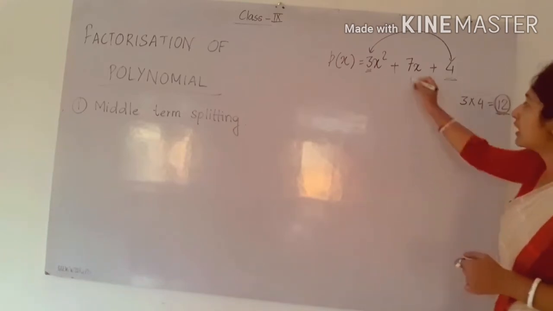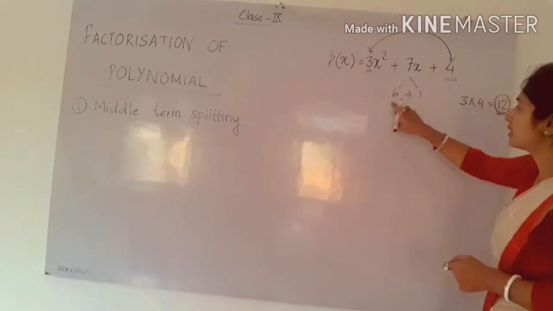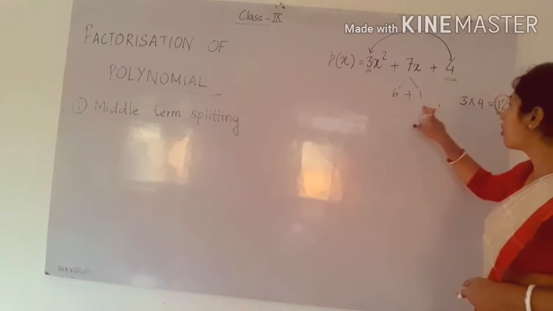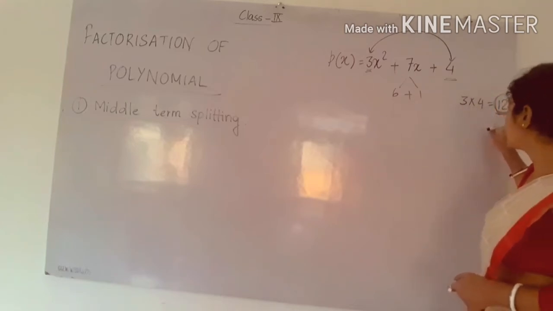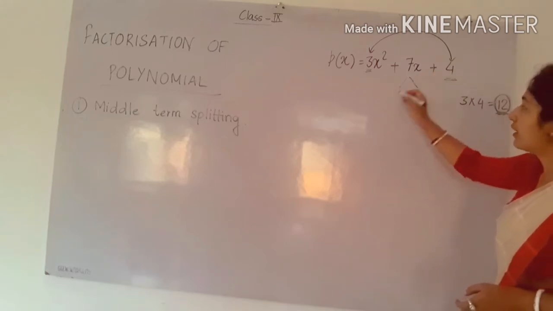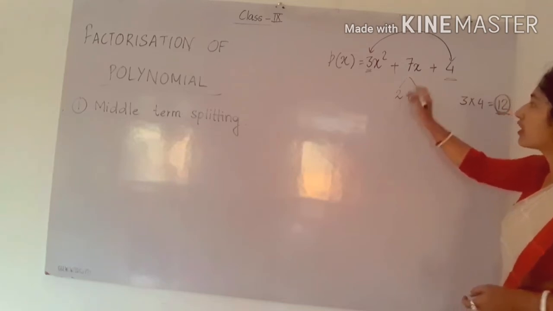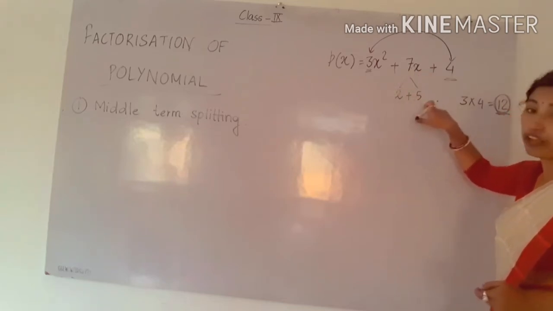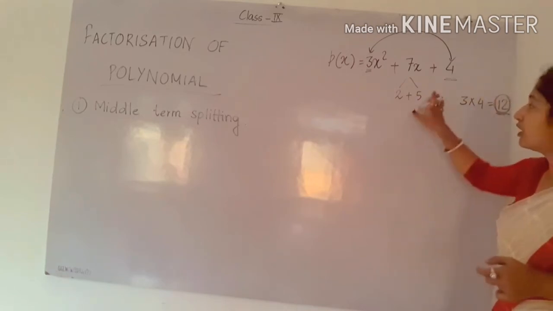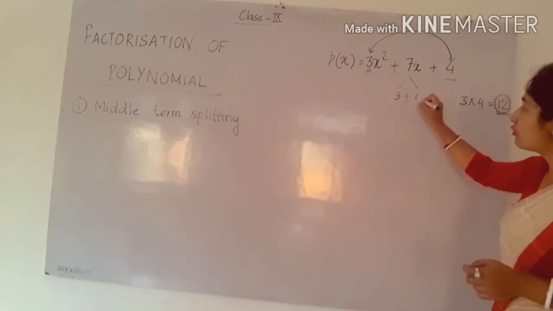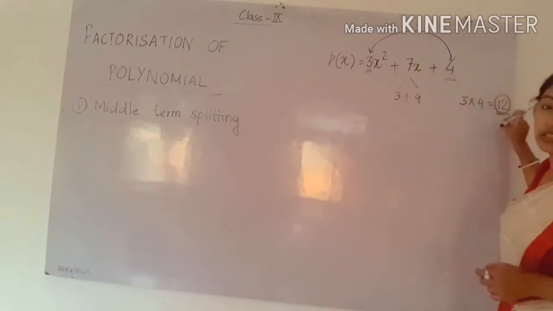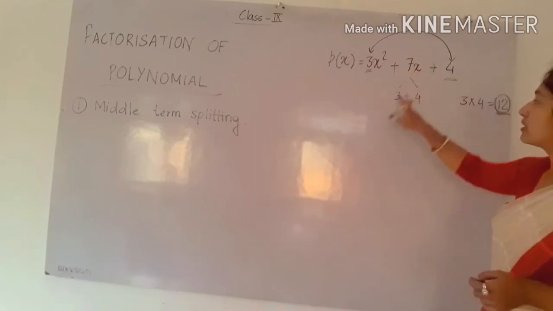12. But if we take 6 and 1, what will happen? 6 plus 1 is 7. This is okay. But 6 multiplied by 1 will not be 12, and we need the answer as 12. So this condition will not hold. Again, if we take 2 and 5, 2 plus 5 is also 7, but what is 2 into 5? 2 into 5 is 10. Again, it is not 12. So we want two numbers whose addition is the middle number, and when we multiply them, we get 12. So the numbers are 3 and 4.